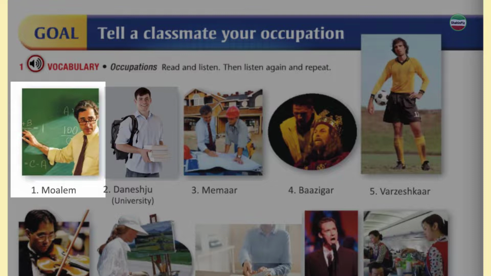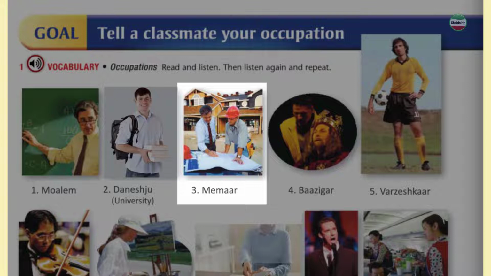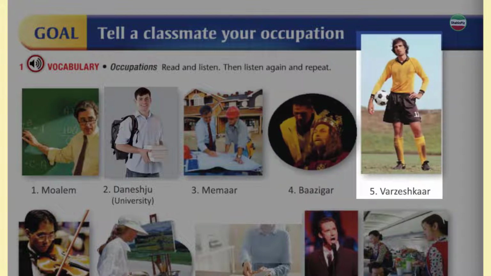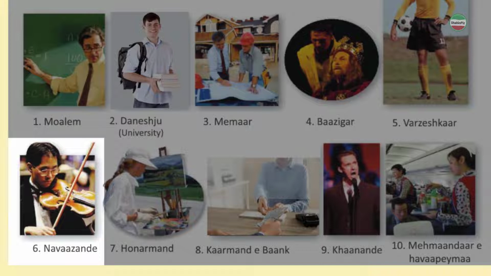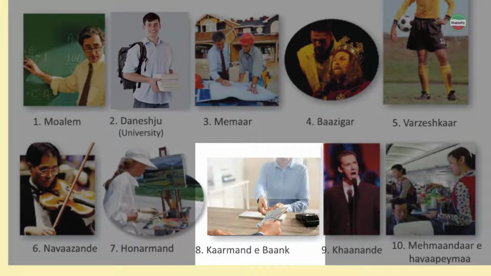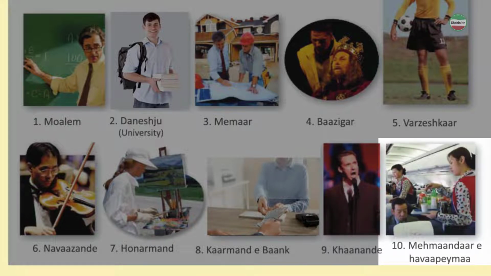As you can see in the picture, معلم means teacher, دانشجو means student, معمار means architect, بازیگر means actor, ورزشکار is an athlete, نوازنده means musician, هنرمند means artist, کارمند بانک means a bank clerk, خواننده is singer, and مهماندار هواپیما means a flight attendant.